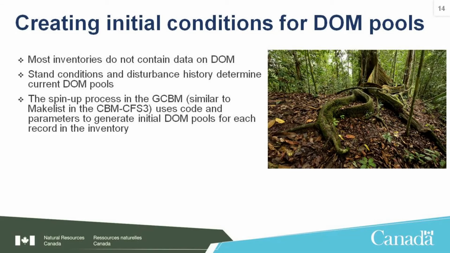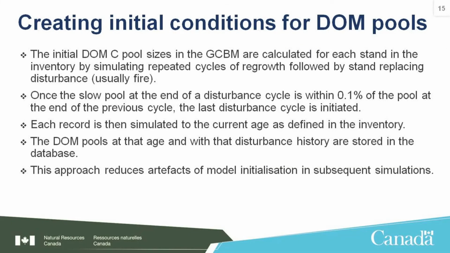The user provides the model with a forced inventory, but for each stand, they also must identify a historic and last disturbance type, and then the model can begin the spin-up process of generating the dead organic matter pools. The way the model does all of this is, for each stand in the inventory, it simulates repeated cycles of growth followed by the identified historic stand replacing disturbance, which is typically wildfire in much of Canada.